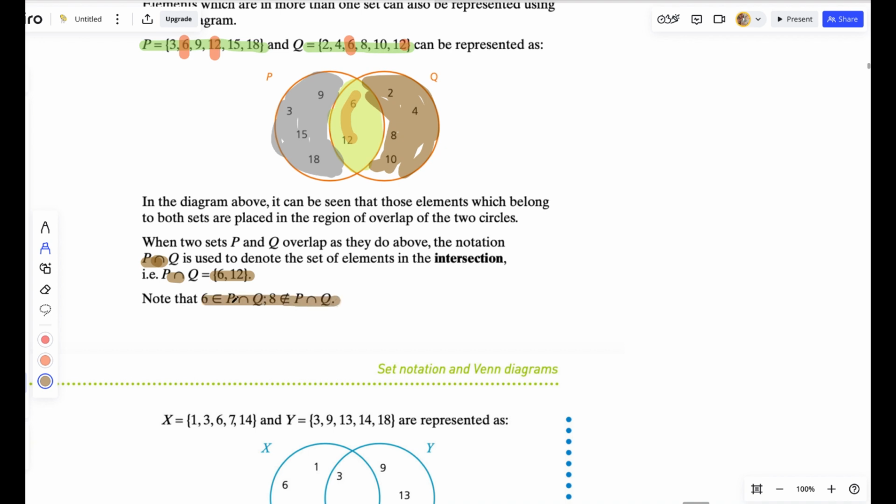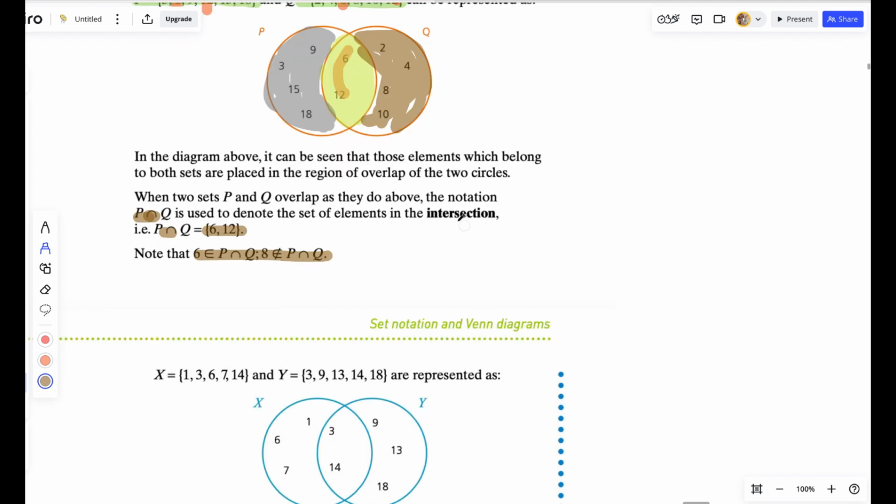See the mathematical language: 6 is an element of P intersection Q, and 8 is not an element of P intersection Q. That's the mathematical language. This word intersection is given with this symbol that looks like an upside-down U, like N.